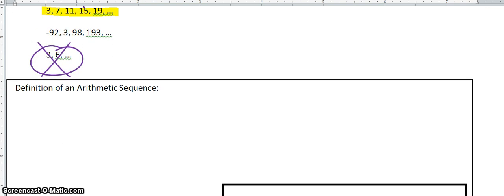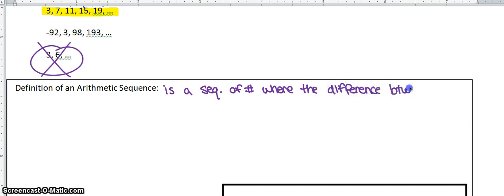Okay. So the definition of an arithmetic sequence is a sequence with a common difference. Or another way to put it is, an arithmetic sequence is a sequence of numbers where the difference between two numbers is constant. I'm going to abbreviate between. That's between two numbers is constant.